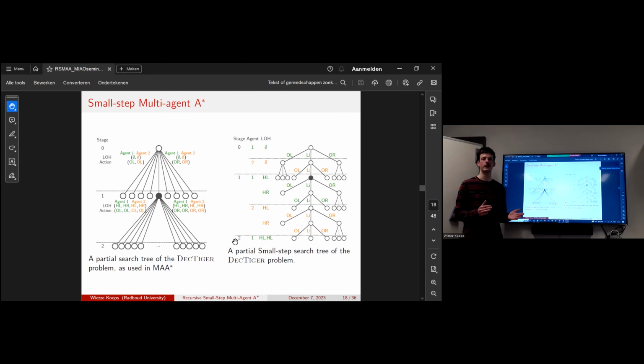So that reduces the outdegree to a constant, but it increases the height of the tree to exponential, because now we have all these exponentially many local observation histories here in the tree. But the good thing is that if the heuristic would be very good, then you just walk down completely and then you find a solution in exponential time. Which is better than, I mean, here, even if the heuristic would be perfect, it always takes double exponential time, because you always have in the bottom layer an expansion which has this double exponential outdegree.